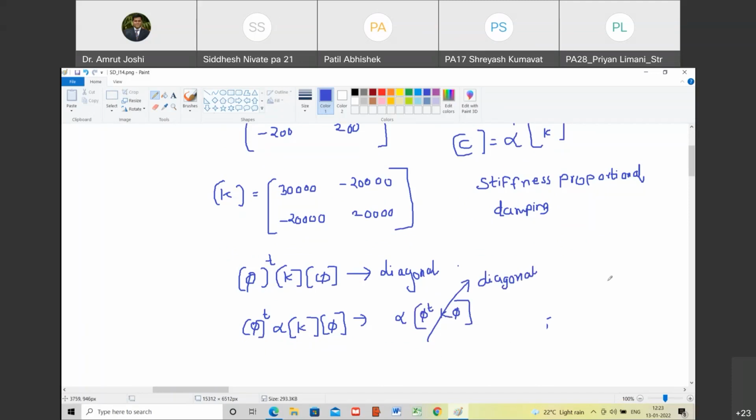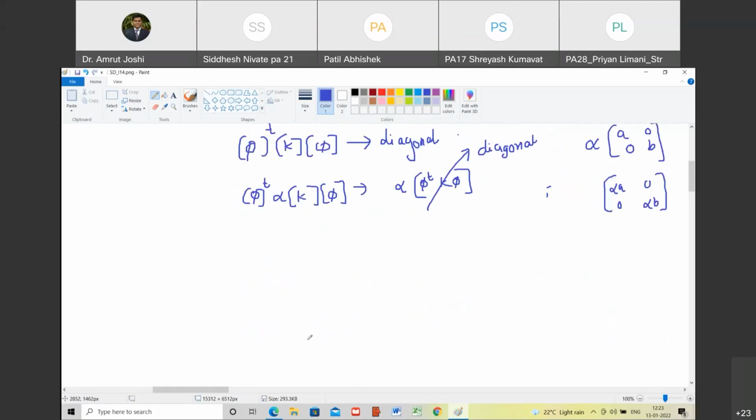Yes, sir. For example, let us say this is a diagonal matrix with A and B on the diagonal and zeros elsewhere. I multiply it by alpha. So what do I get? I get alpha A, 0, 0, alpha B. So it is also a diagonal matrix. Do you agree with me?